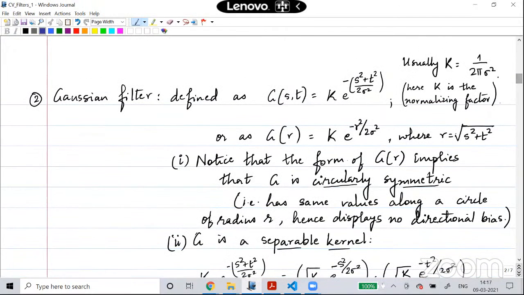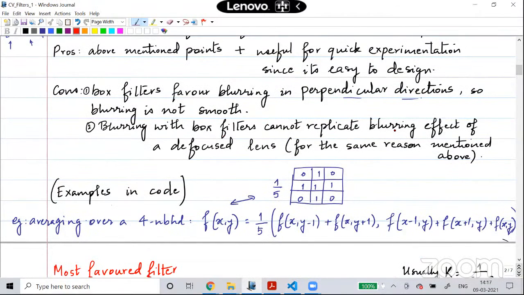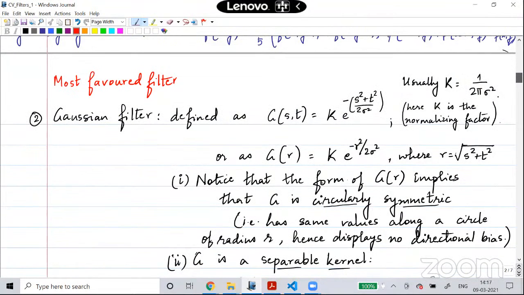The most used filter. This is the Gaussian filter, the most commonly favored filter. It takes care of exactly the problem that box filters have, which is that they cannot replicate this soft blurring effect. The soft effect cannot be done with box filters. On the other hand, with the Gaussian filter, you can get this soft effect.